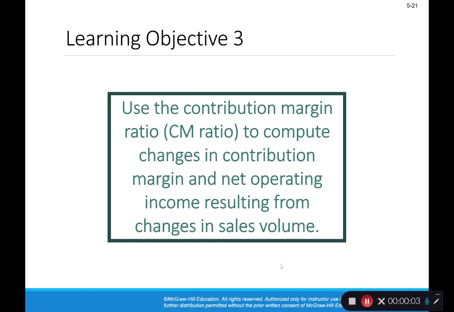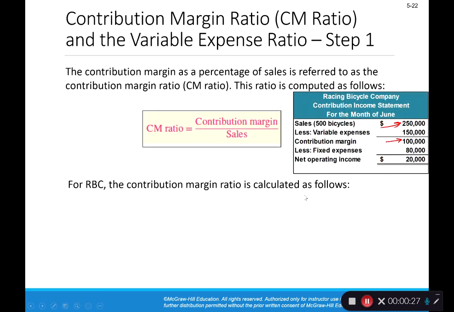All right, so now we're going to look at the contribution margin ratio in order to figure out how changes in contribution margin impact income as a result of changes in sales volume. In other words, we're going to use our knowledge of CM to easily predict what happens to the company's profitability. So first, what is the CM ratio? The CM ratio is CM over sales.